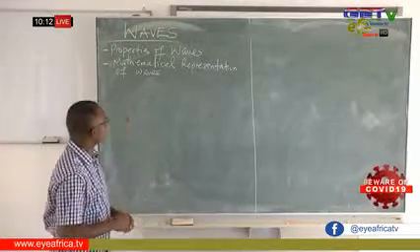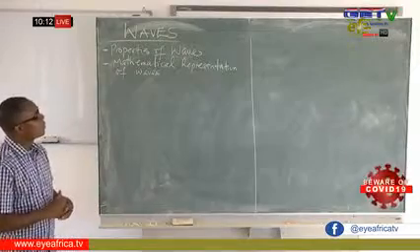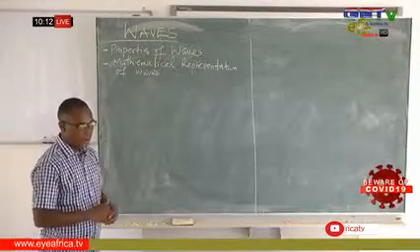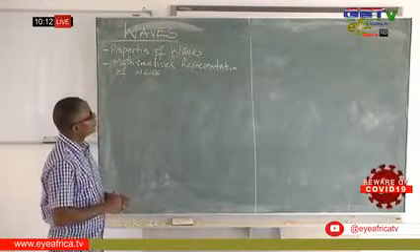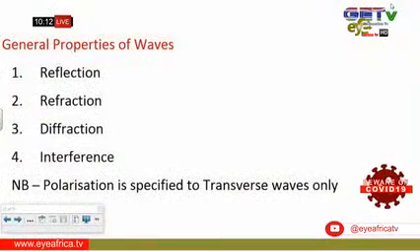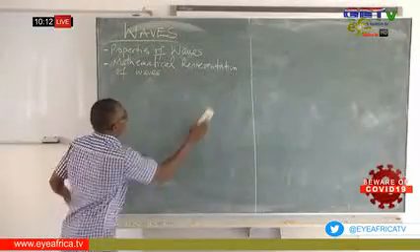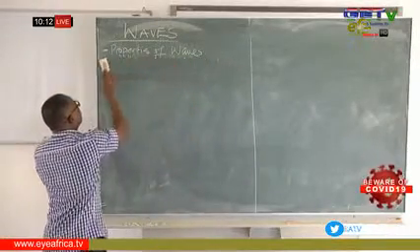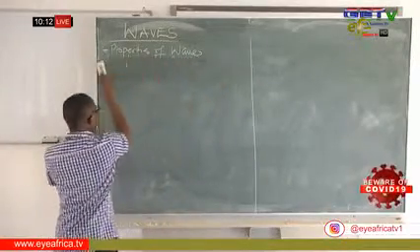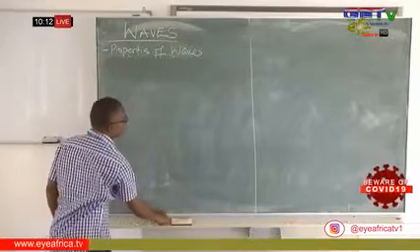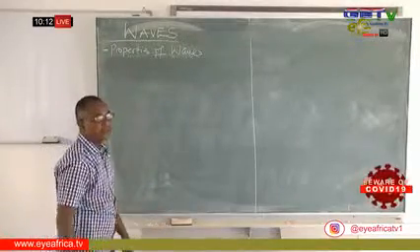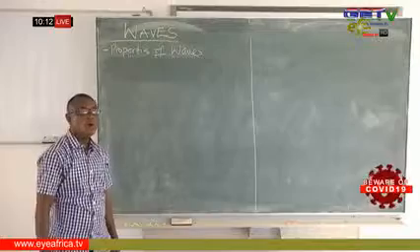And on the screen there you see the general properties of waves first of all. Then later we can go to the mathematical representation, and we hope we can go through those within the time given. So now we look at the first part, which is properties of waves. In the first place, we're going to look at the general properties of all waves.